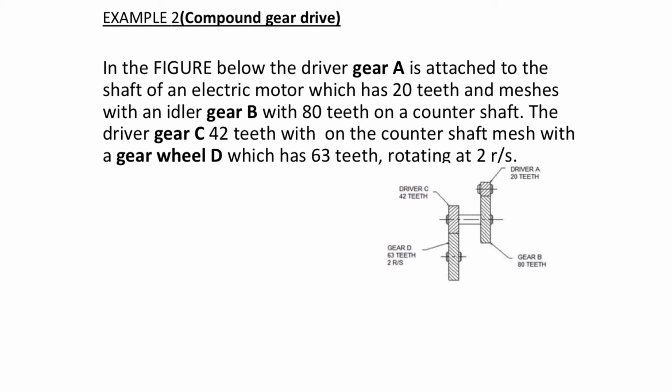The statement says, in the figure below, the driver gear A is attached to the shaft of the electrical motor, which has 20 teeth, and meshed with the gear B with 80 teeth on a counter shaft. The driver gear C has 42 teeth on the counter shaft, meshed with gear wheel D, which has 63 teeth, rotating at 2 revs per second.